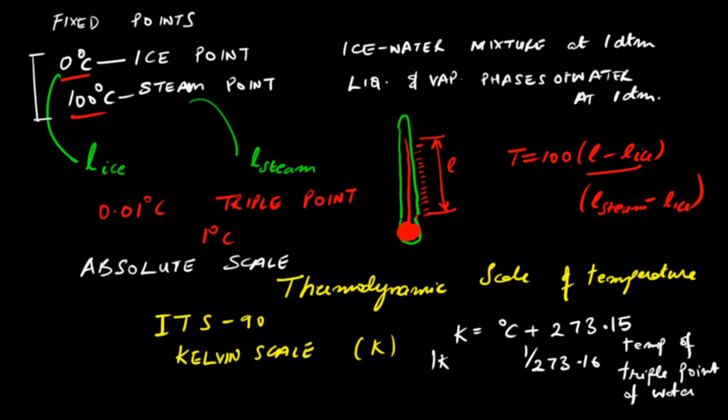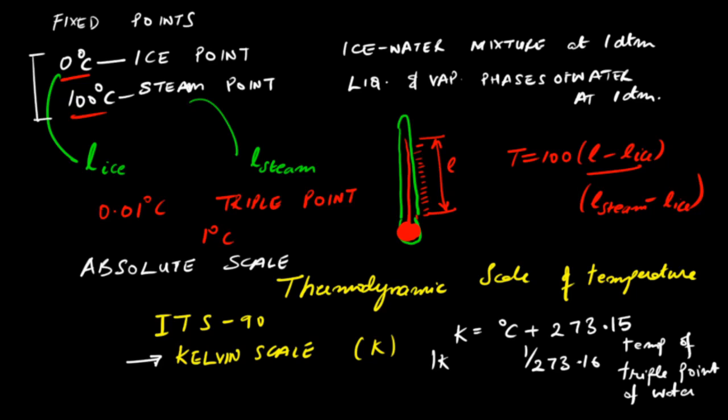And finally, note that this Kelvin scale is not the thermodynamic scale of temperature. It's a practical scale that closely conforms to the thermodynamic scale of temperature. But this thermodynamic scale of temperature is not what you get from the zeroth law. To get this, you have to go to the second law of thermodynamics.